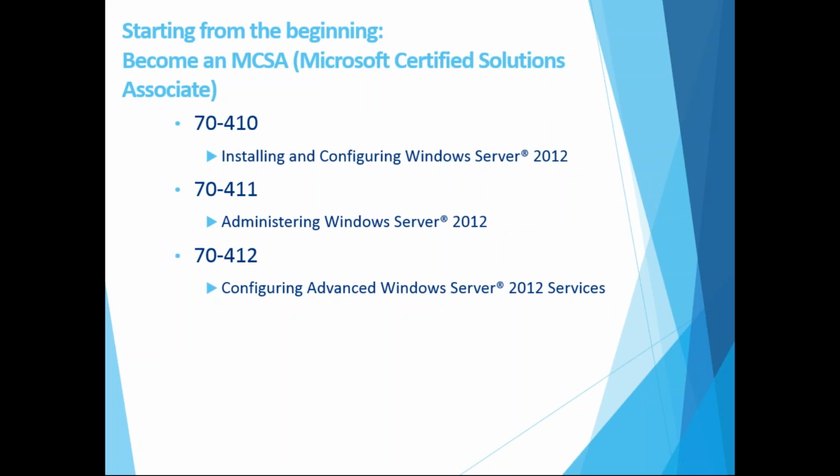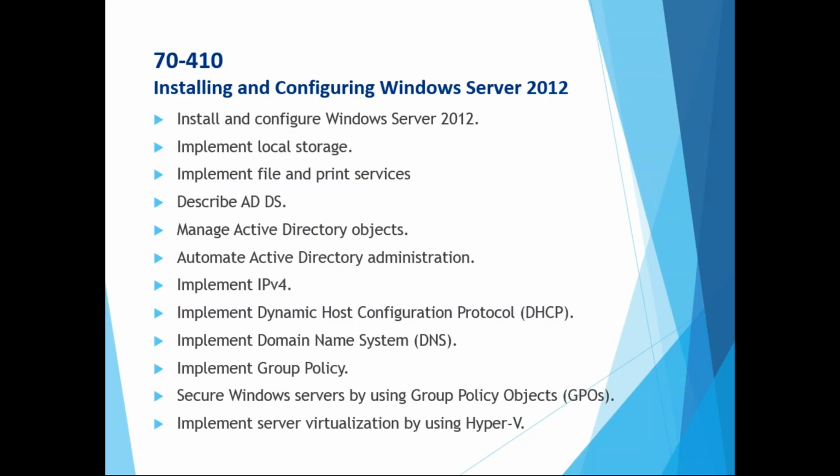Coming to certifications, the first paper is 70-410, installing and configuring Windows Server 2012. Second is 70-411, administering Windows Server 2012. The third one is 70-412, configuring advanced Windows Server 2012 services. So I'll explain and give you the information about all these 3 papers now. What are the topics going to be covered in each and every paper? So we'll discuss now. So first one, 70-410.